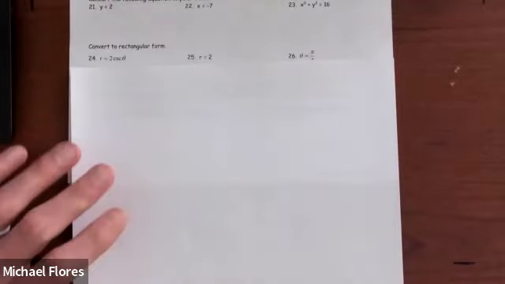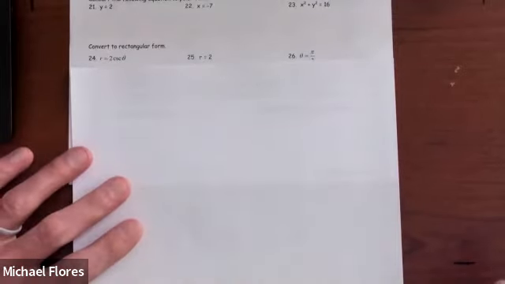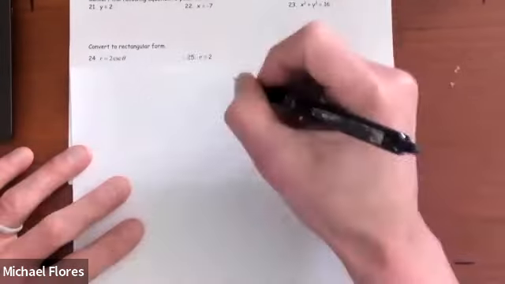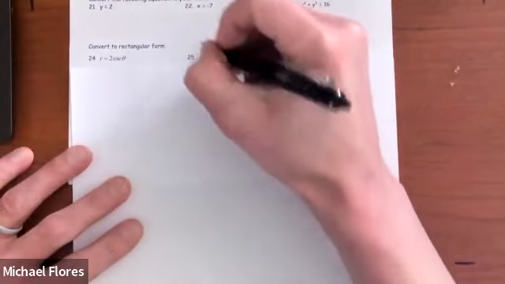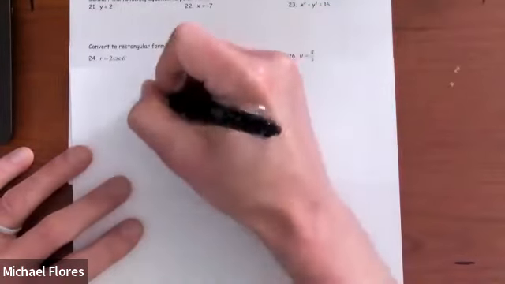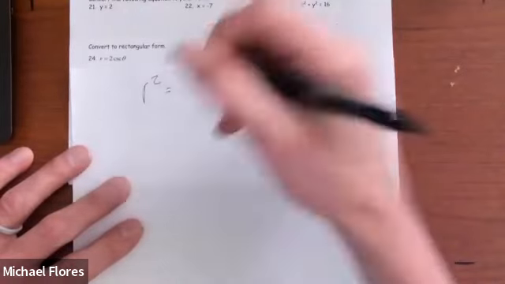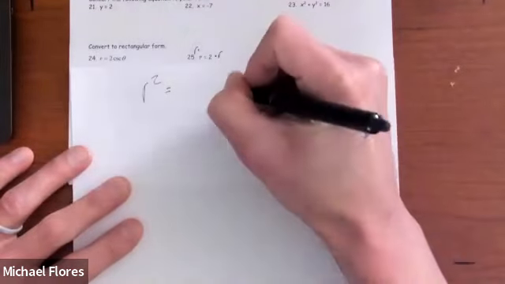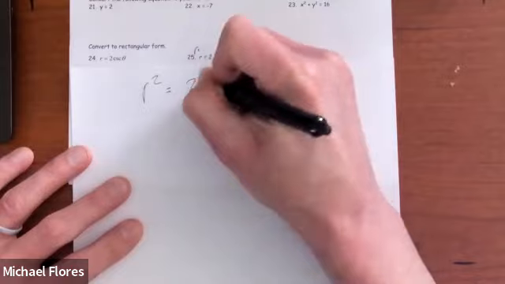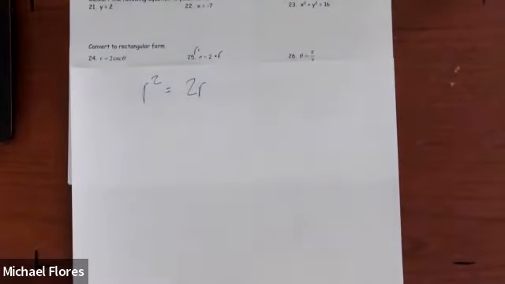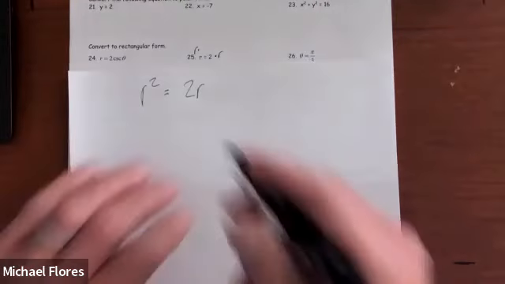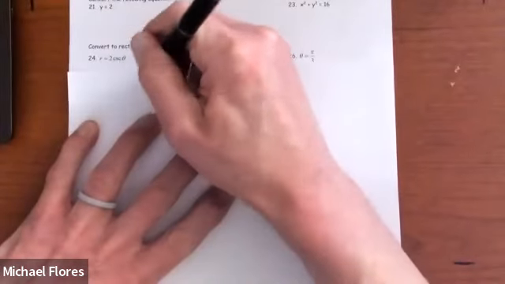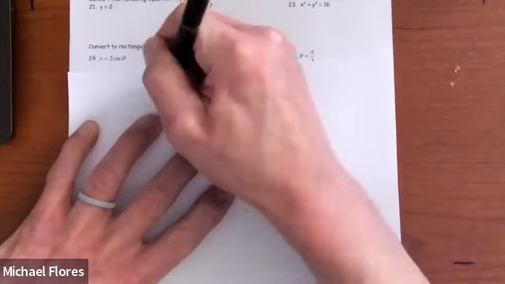Okay, example 25. There's two ways of solving this problem. I'm going to start by multiplying both sides by r. So if I multiply r times r, that's r squared. If I multiply 2 times r, that is 2r. Okay, now, give me 1 second. Okay, actually, scratch that. That's not what we're going to want to do here. As I was working that out, I was like, I don't think that's going to work.